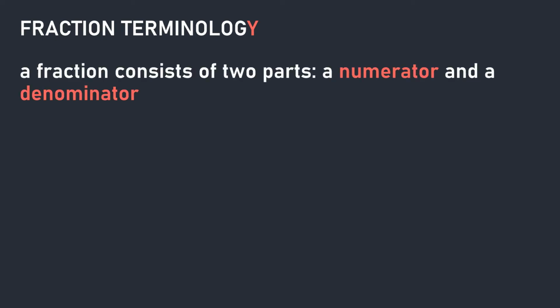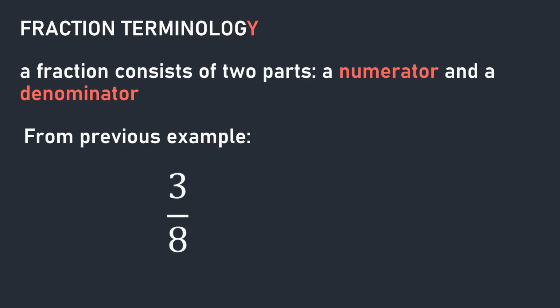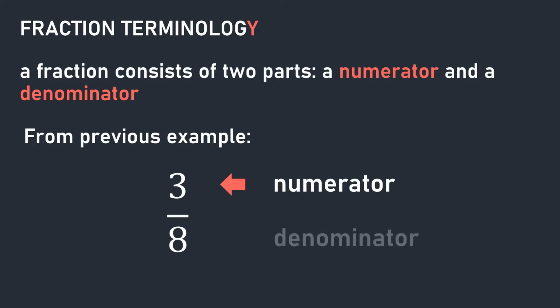Now, before we get any further, I think it's useful to discuss some terminology. A fraction basically consists of 2 parts, the numerator and the denominator. The numerator is just a fancy way of addressing the top term, and the denominator is just a fancy way of addressing the bottom term. So using our pizza example, we see that the numerator would be 3 and the denominator would be 8.